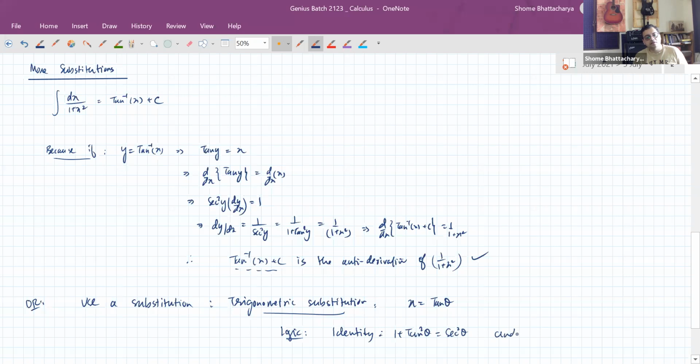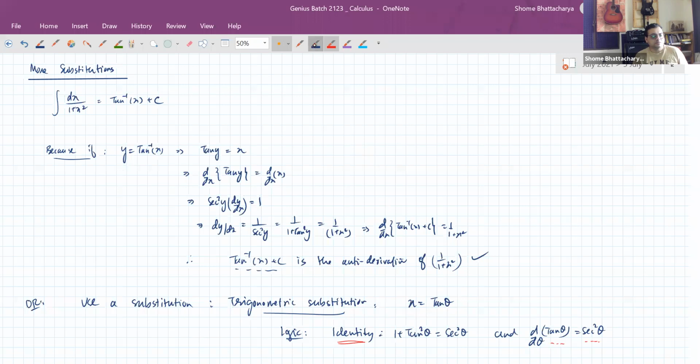And the differentiation of tan theta is equal to sec square theta. So this identity makes the denominator very simple. 1 plus x square just becomes sec square. And in the numerator, we will have the differentiation of tan theta, which is directly sec square. So that is the reason why we make this substitution. This is the logic behind making this substitution.